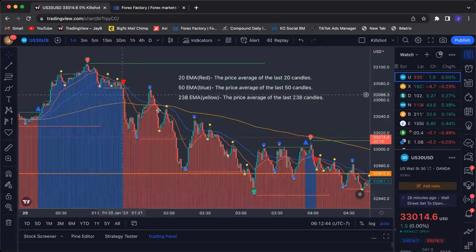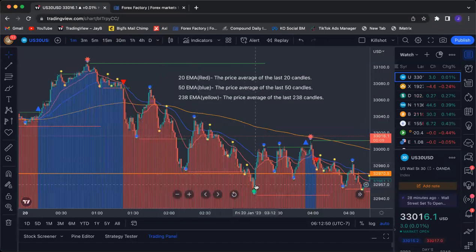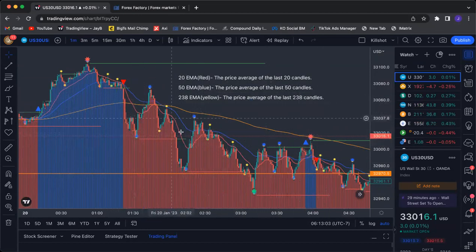Bam, we got into this thing, we got our goal, we were done, right? But obviously it went further, which we would have had to ride all the way up and down, but there's our goal, right? So when these two cross each other, the 20, which is the red, and the 50, which is the blue, it indicates a short-term trend shift, okay?